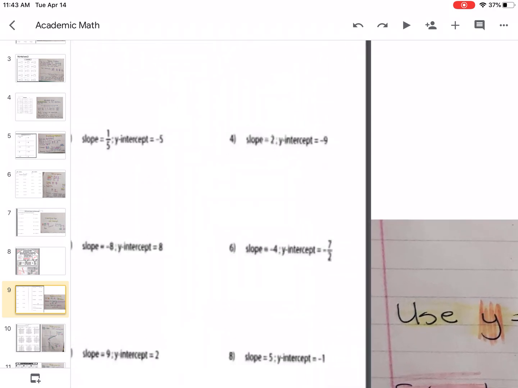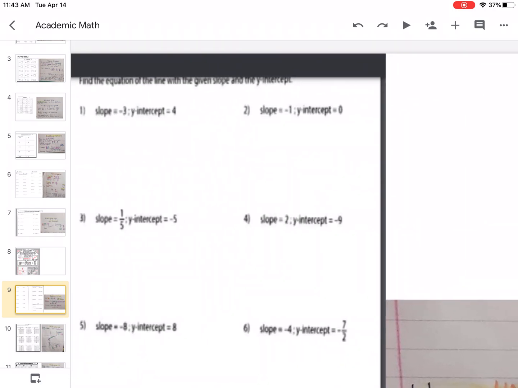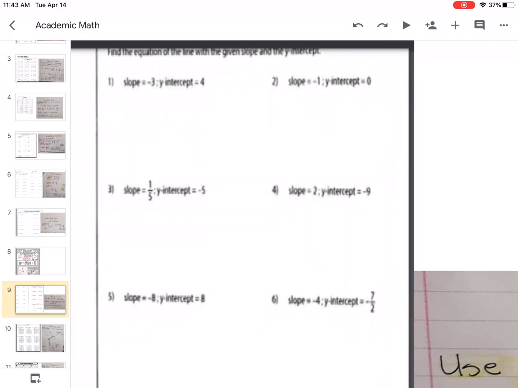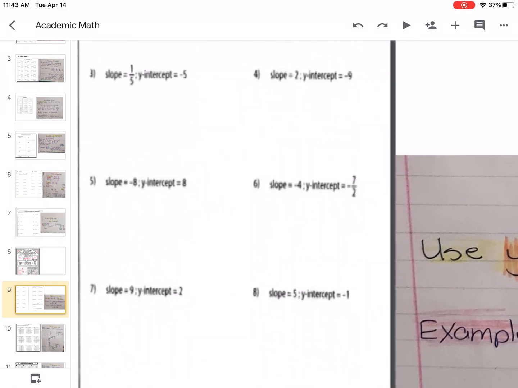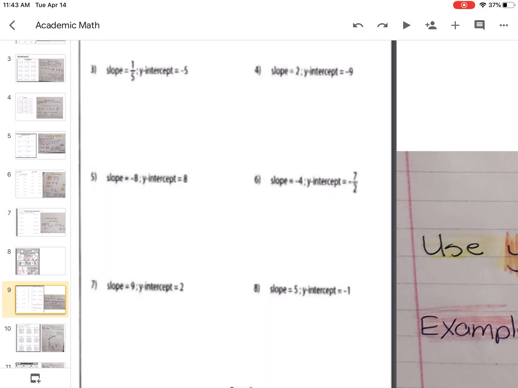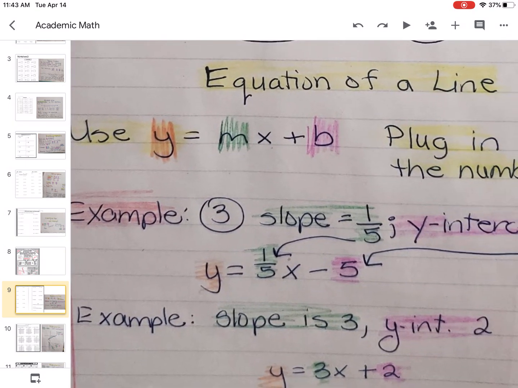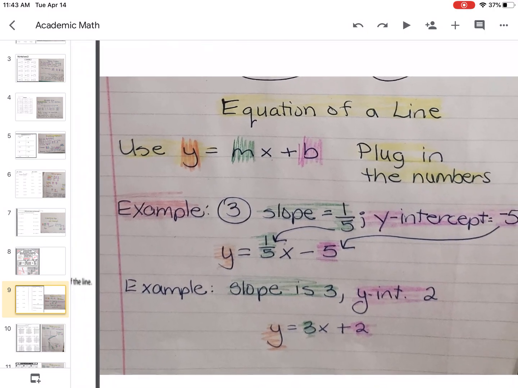Okay, so they give you the slope. So let's look at number 3. Okay, so it says slope equals 1/5 and y-intercept equals -5. If you remember, here's the formula. Y equals mx plus b. Okay, all you're doing is plugging in the numbers.